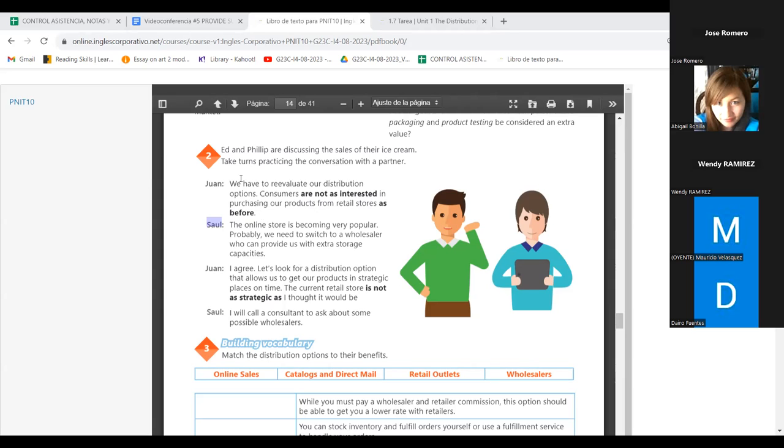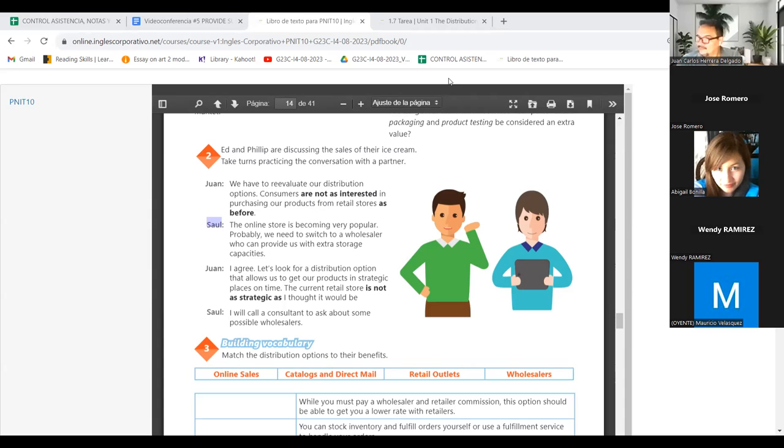Wholesalers. Mm-hmm. And just in case you need to remember the pronunciation, remember that the word whole means complete, right? Or a lot. So wholesaler, same pronunciation. Wholesaler. Okay. All right.